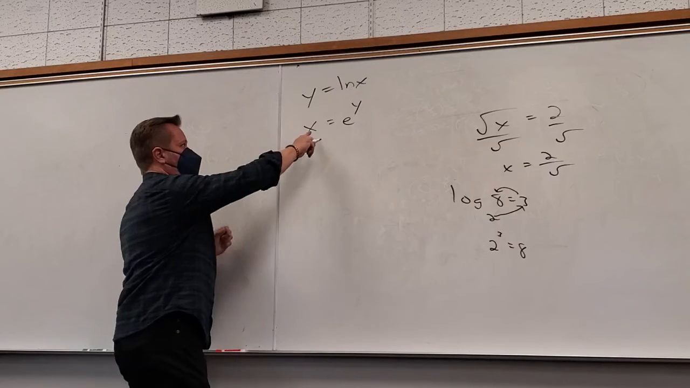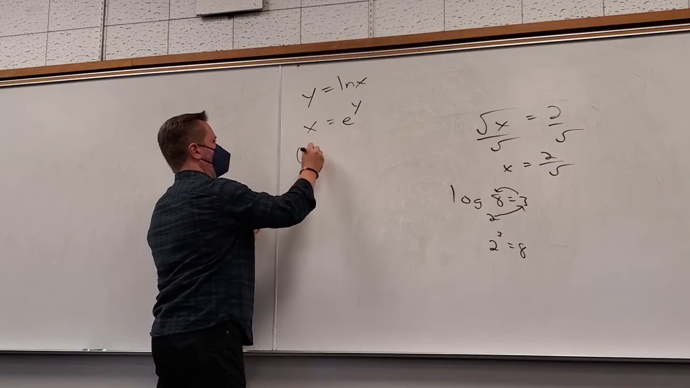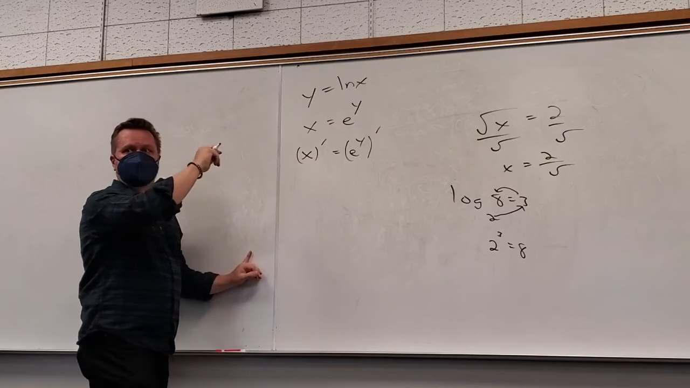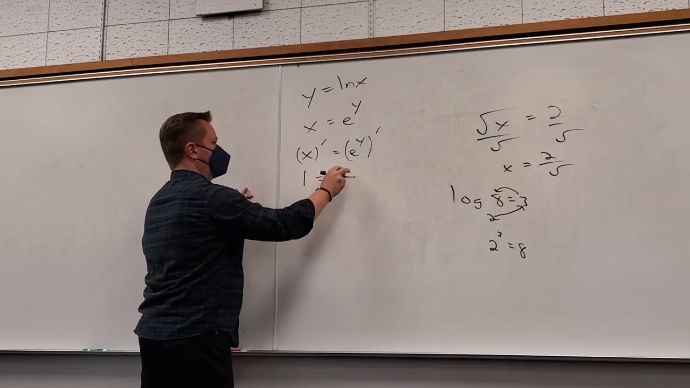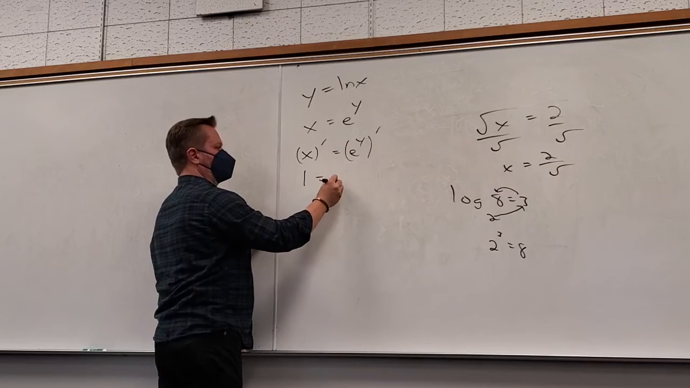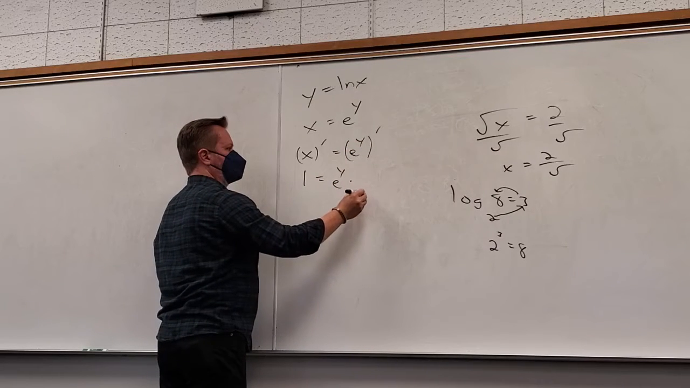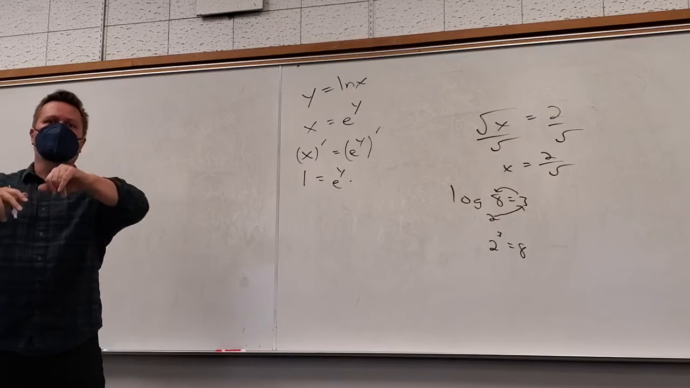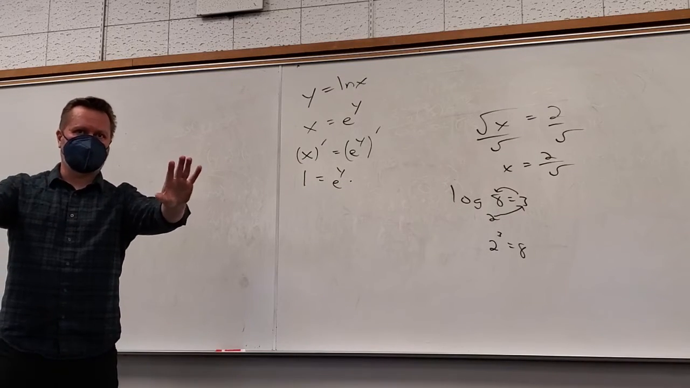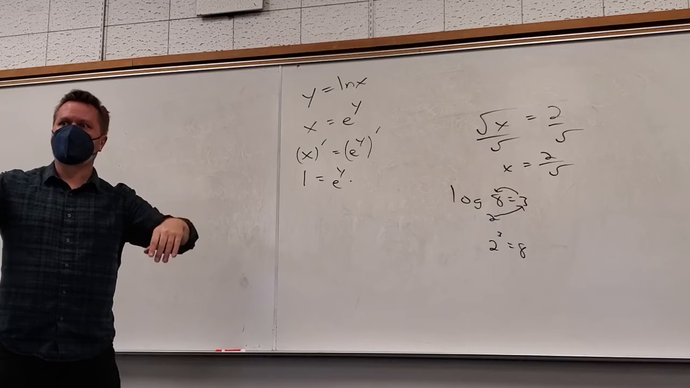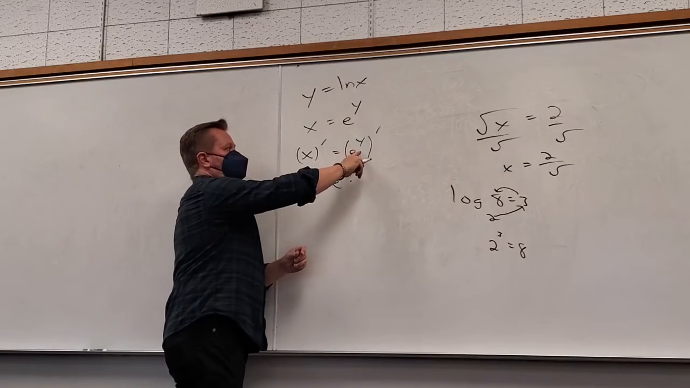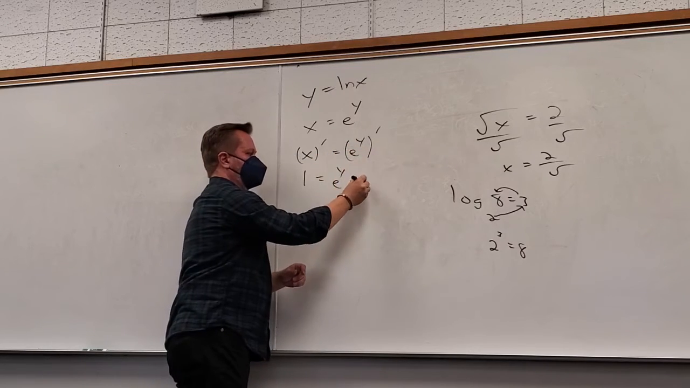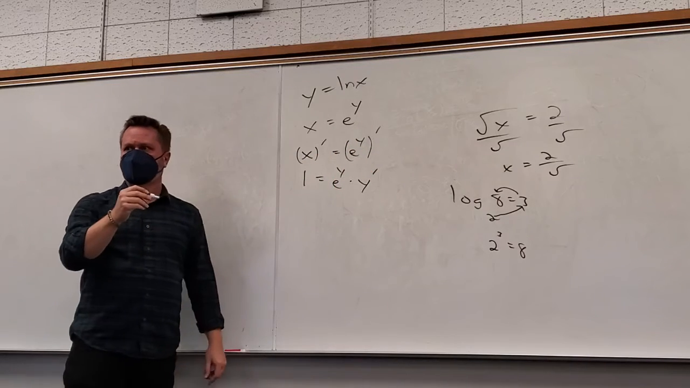So watch. Let's do the derivative of both sides. Derivative of x is 1. Derivative of e to stuff is e to stuff times. No, ln e is 1, that doesn't show up for e. e is its own derivative. What's the inside? y. And what's the derivative of y? y prime.